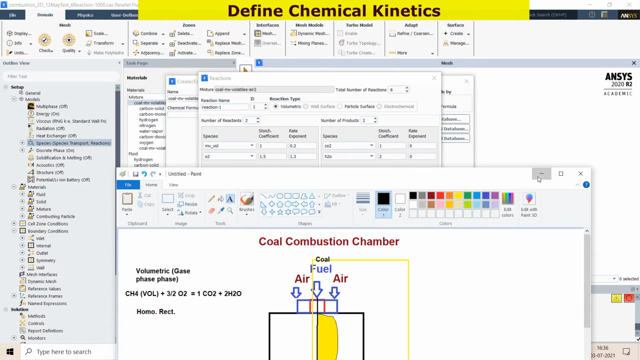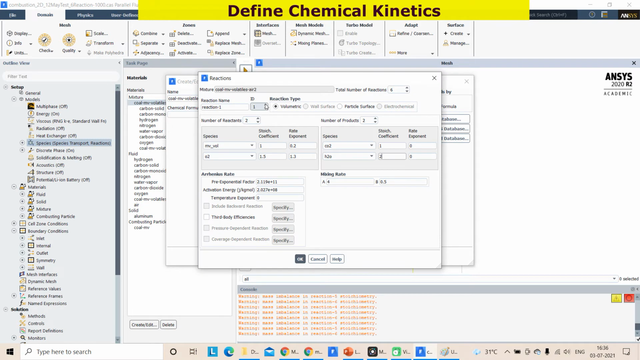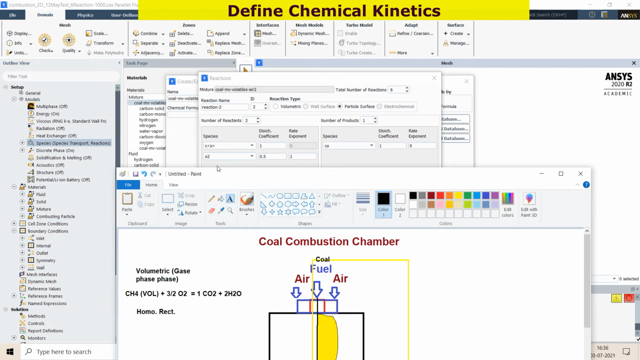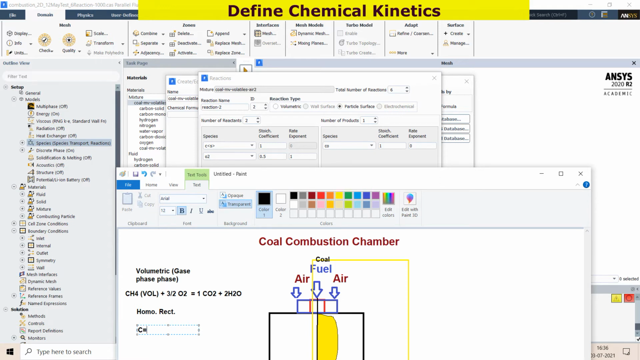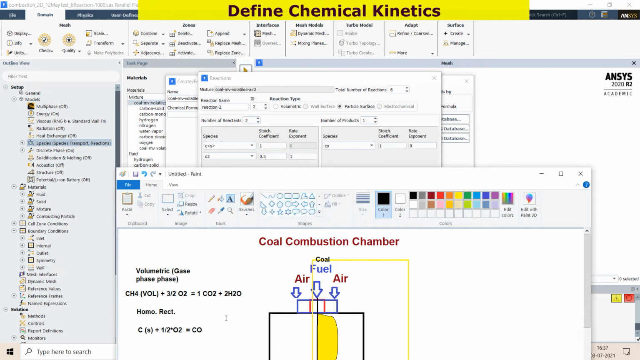Similarly, we can write other reactions. Reaction 2: carbon solid reacts with oxygen, and we get CO. And here we can see the half stoichiometric coefficient. These are stoichiometric reaction coefficients. This is a solid reaction.